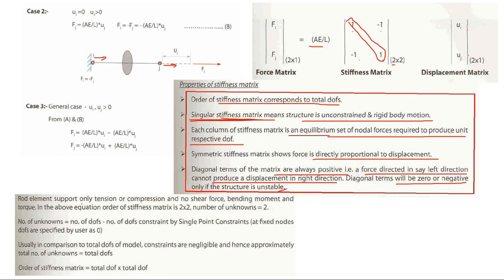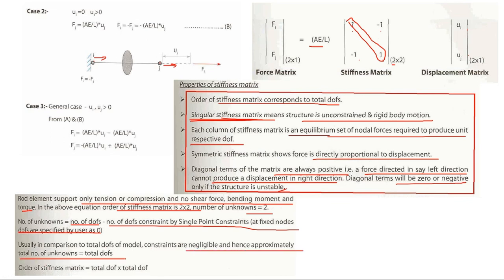Rod elements support only tension and compression, and no shear force, no bending moment and torque. In the above equation, the order of the stiffness matrix is 2 by 2, and the number of unknowns is also 2. Number of unknowns is the number of degrees of freedom minus the number of degrees of freedom constrained by single point constraints. Usually in comparison to the total degrees of freedom of the model, constraints are negligible. Hence, approximately the total number of equations equals the total number of degrees of freedom. Order of stiffness matrix equals total number of degrees of freedom by total number of degrees of freedom. That's what 2 by 2 we have seen.